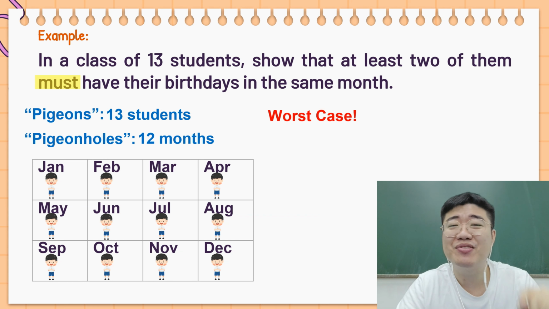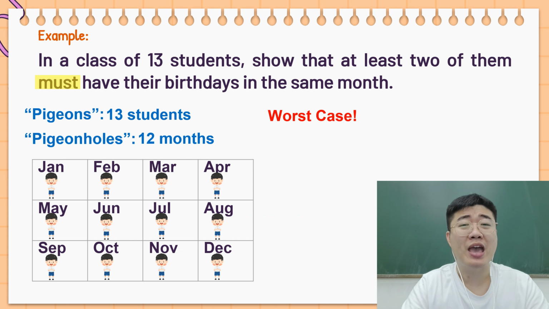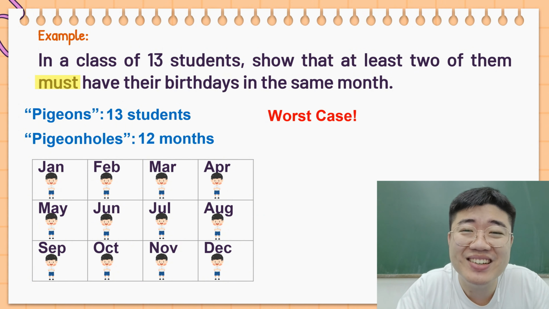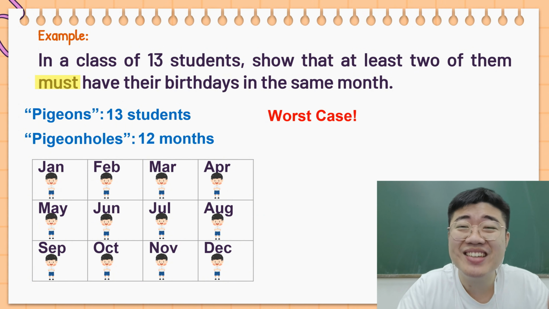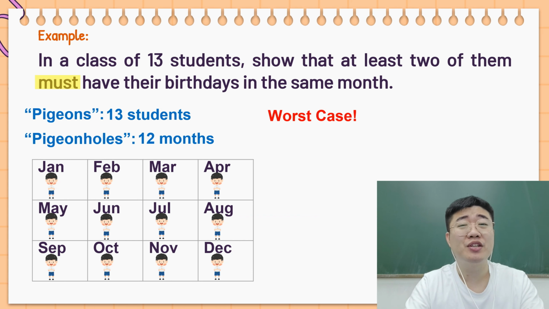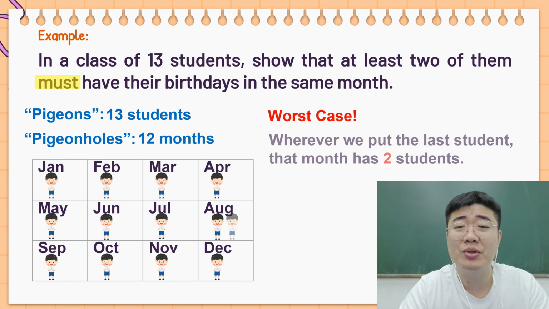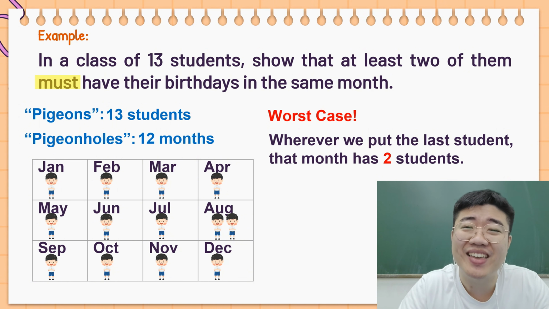No, we only have 12 students now. In the question, we have 13 students. There's still 1 more student. Now, where do we put the last student? You notice, the last student, no matter where we put it, that month will have 2 students. So we have solved the question again.